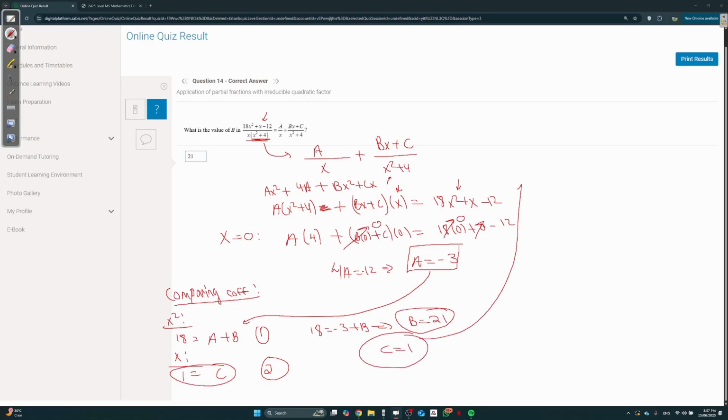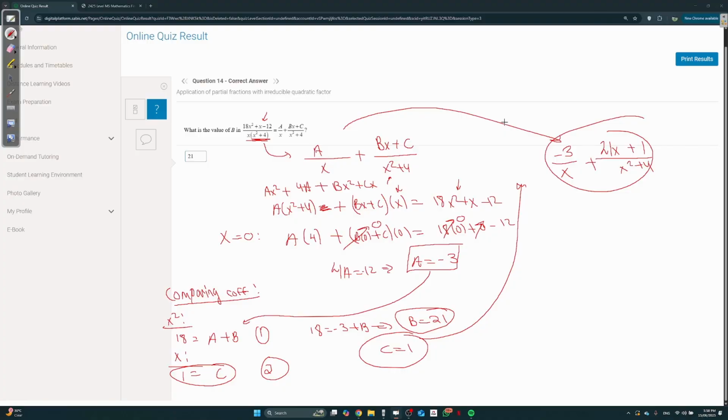So then you can rewrite this as what? A over x, so negative 3 over x. I'm copying this with the letters that we found. Plus bx, b is 21, so 21x. Plus c, c is 1, over x squared plus 4. So this is your partial fraction.